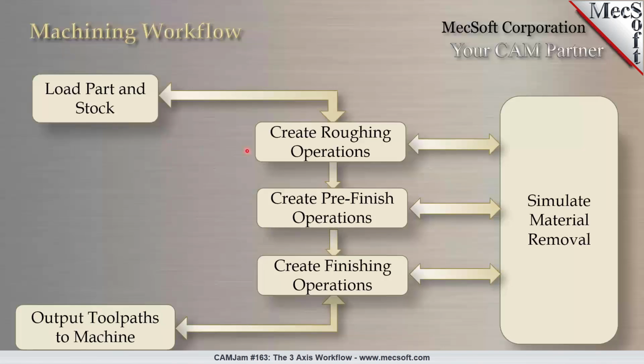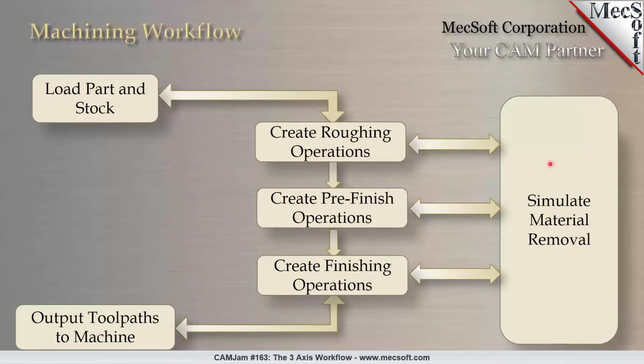And then we would start by creating a roughing operation so we could remove the bulk of the stock material to bring it as close as possible to the net shape of the part. So program roughing operation in 3-axis. So once you generate a roughing operation, you'd want to run a cut material simulation to simulate the material removal.